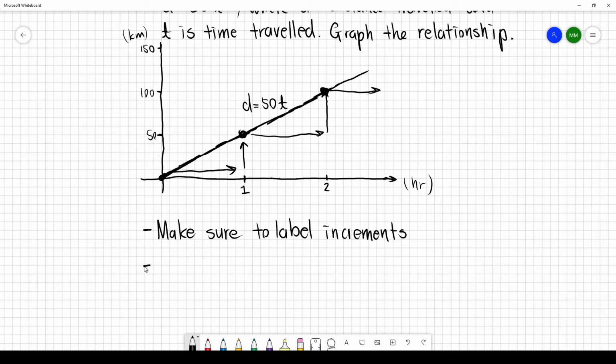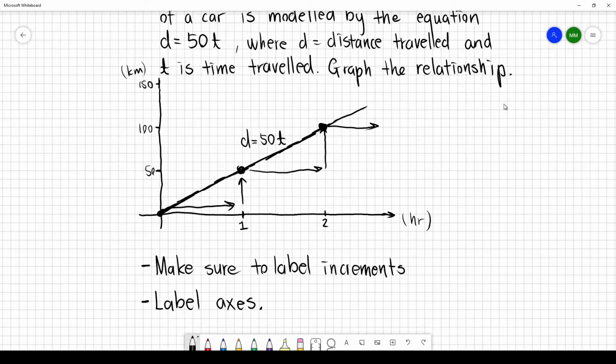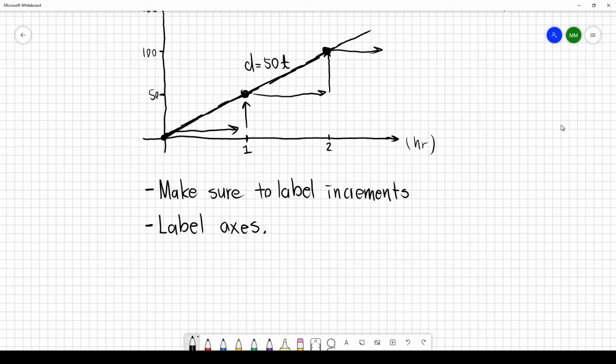And then label axes, I should say, right? Axes, yes, axes. So axes are these. So I forgot to give it to you in this question, my bad. But when they're given, you must label the axes. And then just look at the slope and y-intercept and graph.